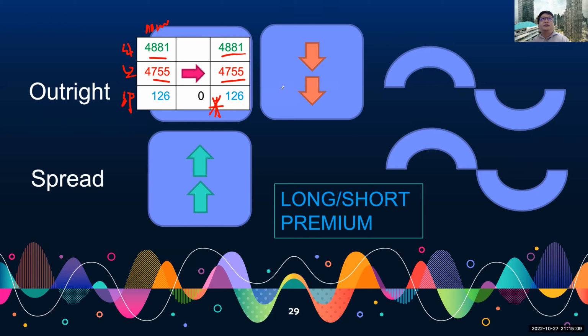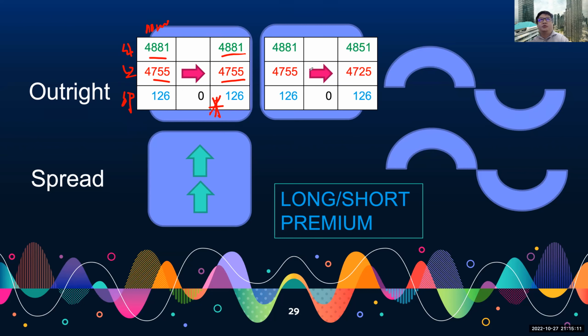The second one is both legs drop, but drop in sync. It means from 881 drop into 851, and then the second leg from 755 drop to 725, meaning 30 points. So both drop 30 points, then you will see the spread not moving. So you maintain as 126.